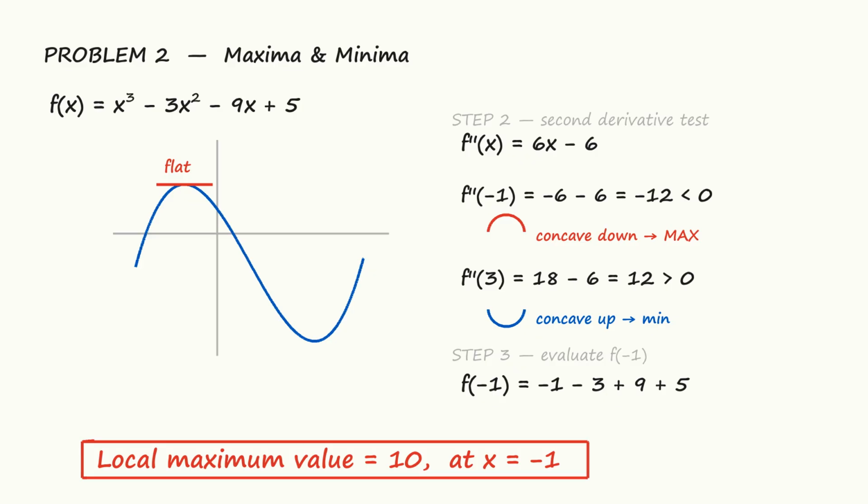Two distinctions that cost students marks every year. -1 is the point of local maximum. 10 is the value. Read which one they asked for. And second, this is a local maximum only. A cubic over all real numbers shoots off to infinity in both directions. It has no absolute maximum or minimum. Never confuse the two.